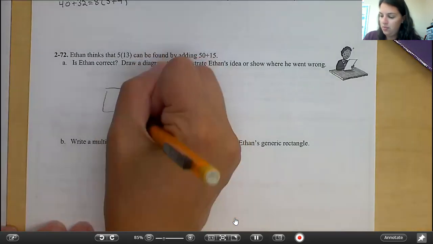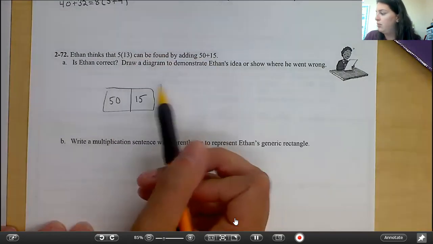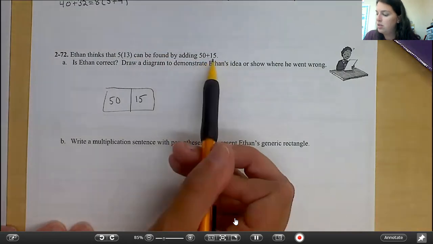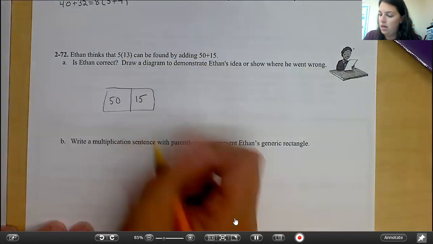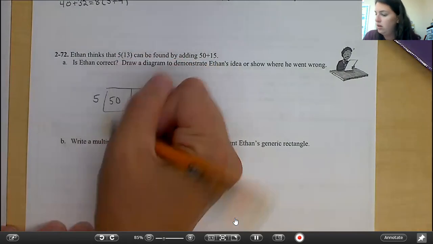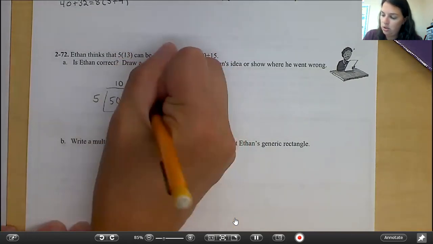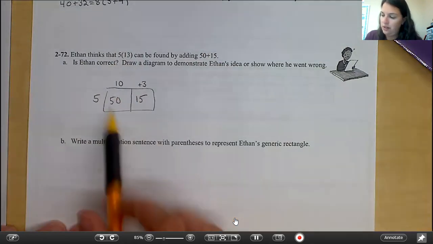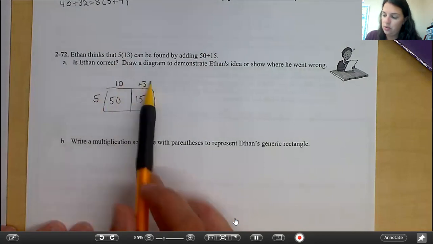So if I had my diagram, we would have 50 over here and 15. So he's saying 50 plus 15 can be represented by 5 times 13. So when I do that, 5 is our common factor, and then we're breaking down 13, so it would be 10 plus 3. So now you would have to figure out if that's correct, which it is, because 5 times 10 is 50, 5 times 3 is 15.